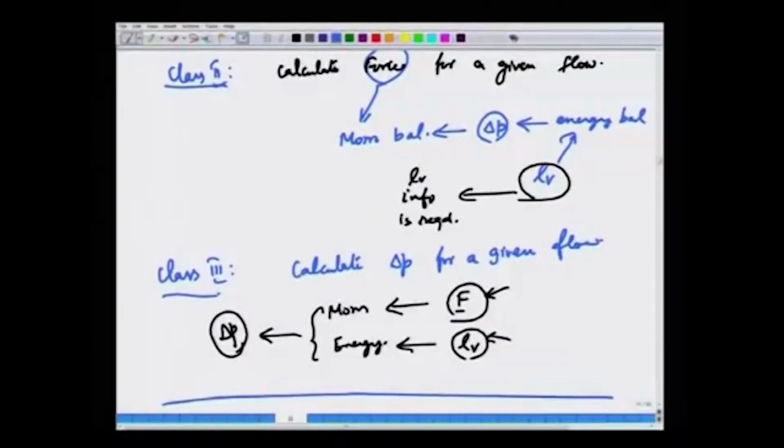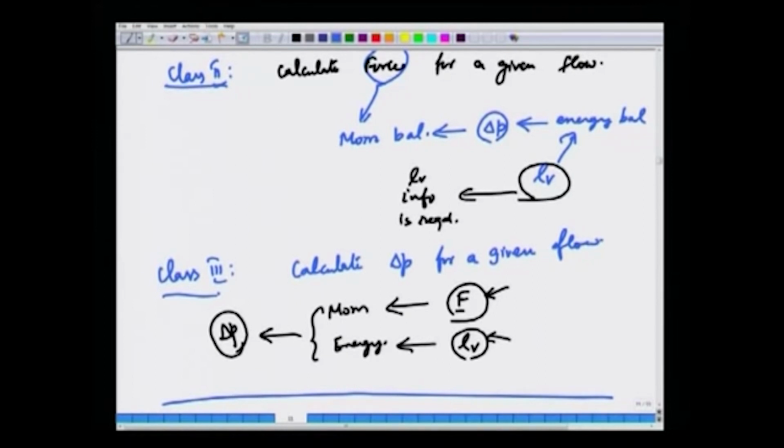Now, for class 3 problems you may be asked to calculate delta p for a given flow, and that will depend on whether you have to use momentum balance or energy balance. Suppose the force information is there for you, then you could use the momentum balance, and if the losses information is there, you could use the energy balance. Now, the answers from either approach would of course not exactly match, because that depends on the nature of approximations you have made in getting an idea of what the forces are or what the losses are. So, in general the answers you will get will not be the same for the same quantity, such as the pressure drop for a given flow.